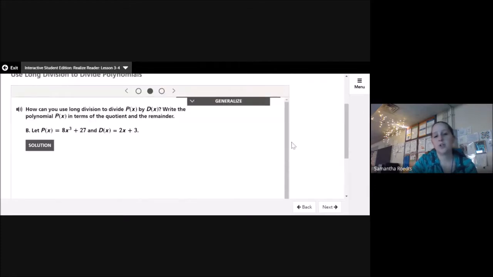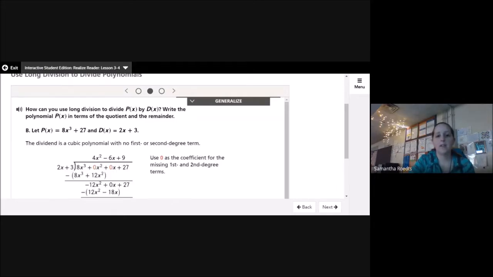How can you use long division to divide p of x by d of x? Write the polynomial p of x in terms of the quotient and the remainder. So I notice, let p of x equal 8x cubed plus 27. I'm missing a couple of x terms. I'm missing an x squared and I'm missing an x. So you're actually going to want to add those in when you divide.